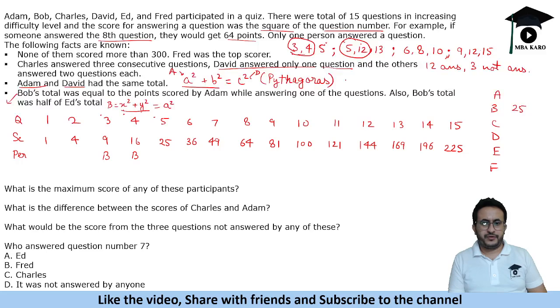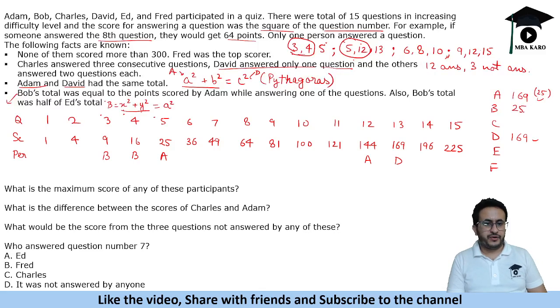Now we are saying that Adam answered 5 and 12. So this is Adam and this is David. So Adam's total is 169. David's total is also 169. So that also satisfies. His total while answering one of the questions. So one of the questions was 25 in Adam, that also satisfies.